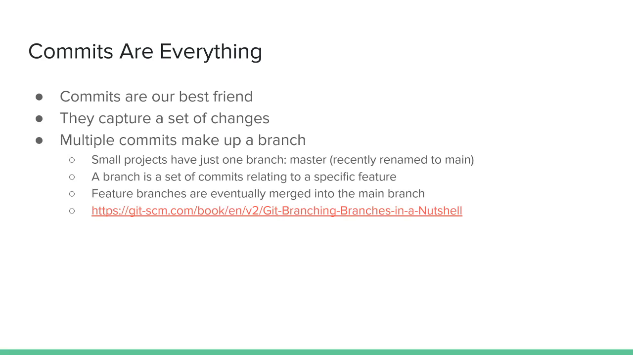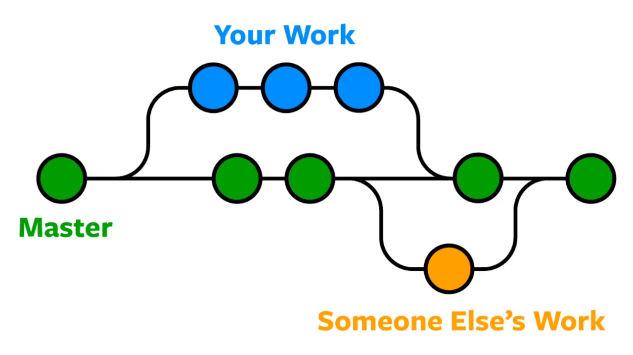And I think that branches really deserve their own presentation. They're kind of a complex topic. You can do a lot with them, but the two most important things to know about branches are that they're a set of commits, typically relating to one specific thing, like fixing the background color of a website or adding a comment section to a blog, something like that. And the other thing is that they are always merged into the main branch.